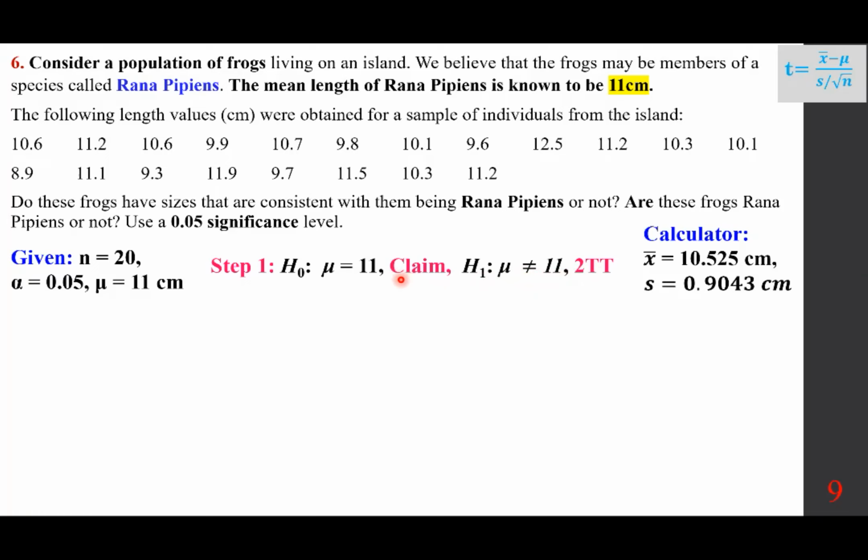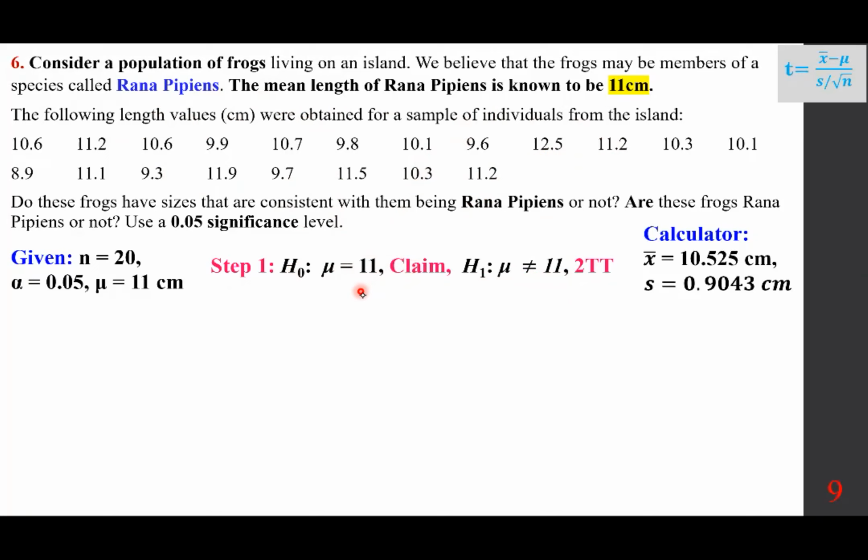So we are looking at this group and we are saying those are the type of frog we are looking for. So that would become our claim. Even if you put the claim here, when you do the writing, you can make it clear. So I'm going to put the claim next to H0.